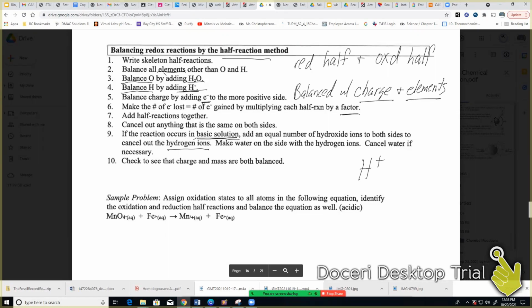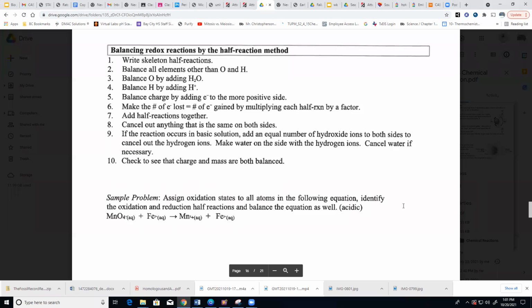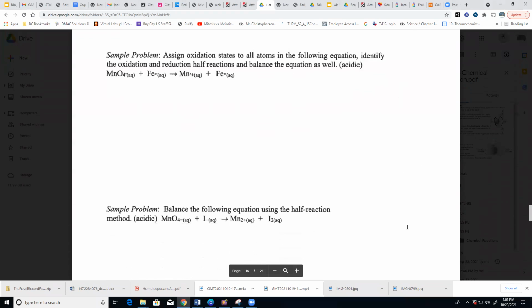So you need to memorize those steps, but to me, after you work through a few, it becomes a little bit more obvious. All right, are y'all ready? Yeah. It's kind of like a puzzle to me. All right, so here's our reaction.